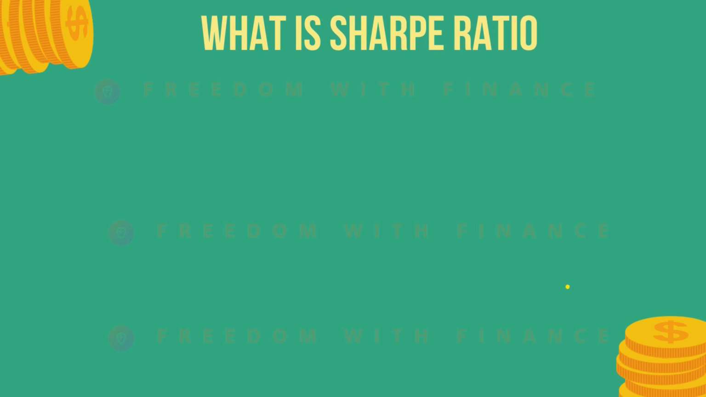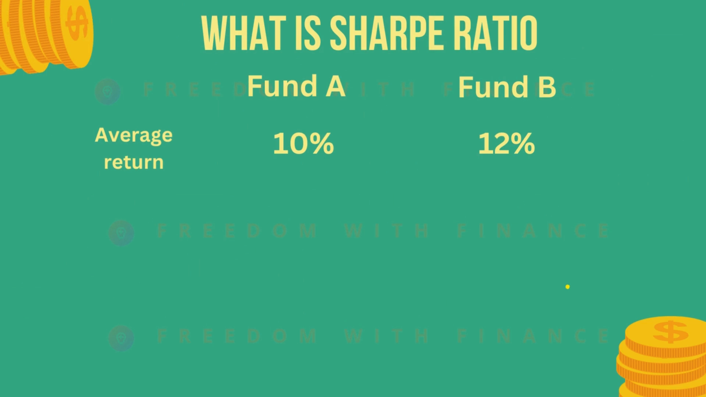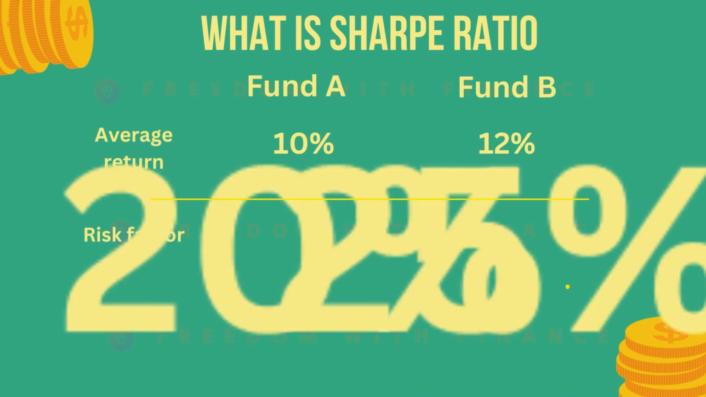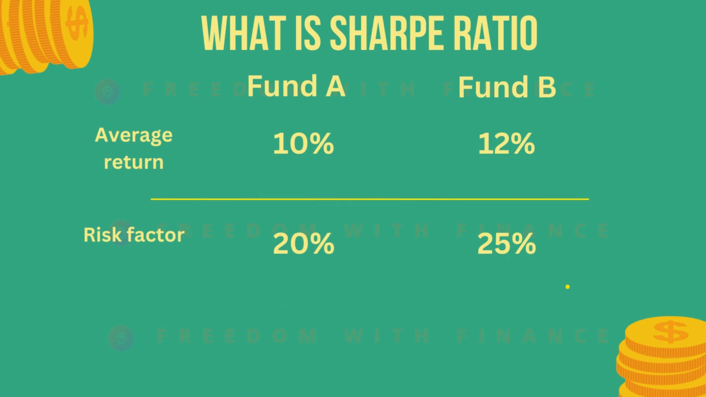Now the fourth ratio, and the most important of all these, is the Sharpe ratio, right? To explain this, let me assume that there are two mutual funds, A and B. The overall return of the funds has been 10% and 12%. If I ask you which fund is the better of these two, you will say that fund B is better because it has been giving a higher return. Now let me also factor in the risk associated. Let's say the risk associated with each of these funds is 20% and 25%.